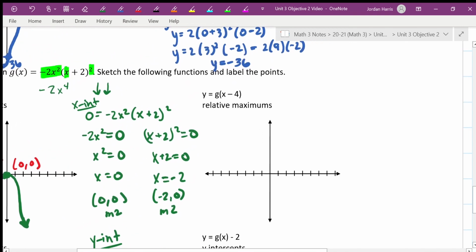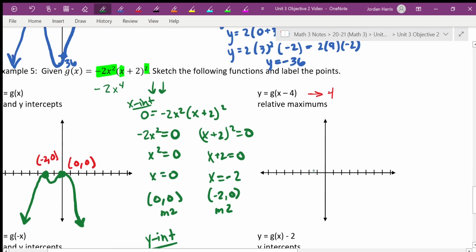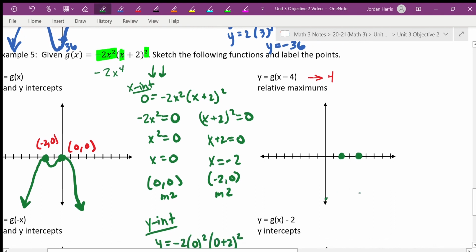Next one is telling me to shift. It's in parentheses, so this is right 4. So I'm going to take each one of these points and shift it right 4. So 1, 2, 3, 4. 1, 2, 3, 4. Okay, everything else is the same, so it's still low, low. So bounce, bounce. That's my new graph.